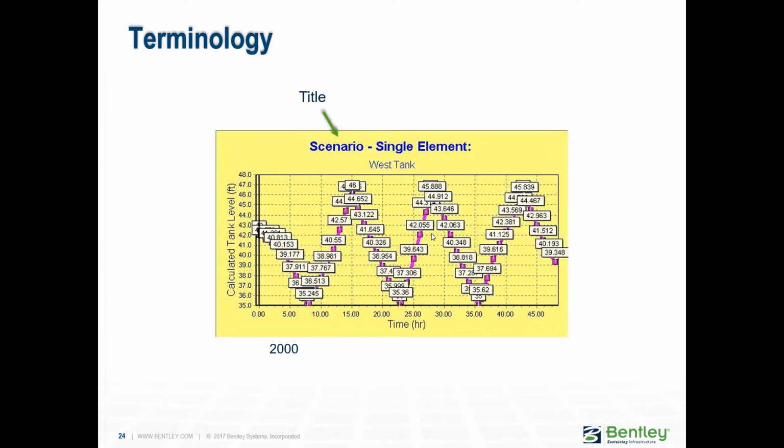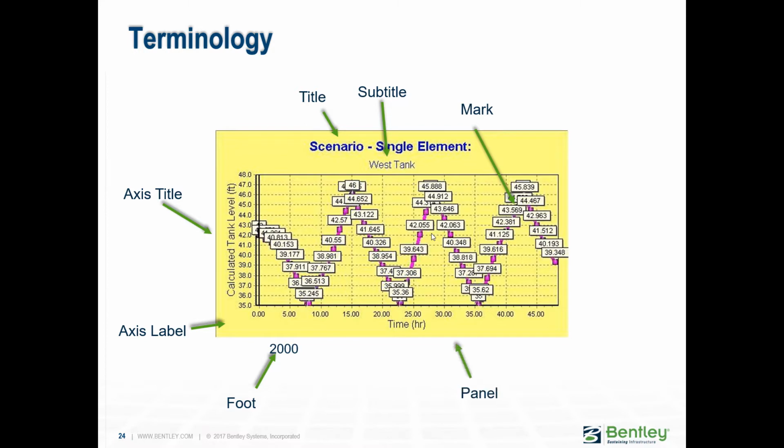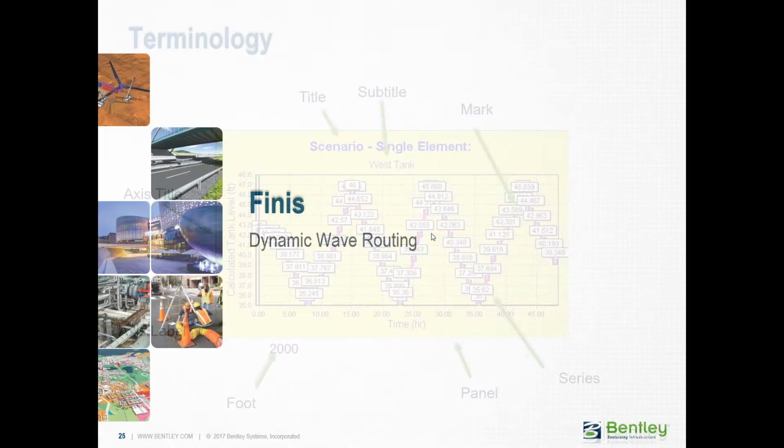Okay, here's some terminology: title, subtitle, foot, axis title, axis label, marks, those numbers that we see on the graph. Yellow area is the panel, and the pink line in that case is what we refer to as the series.